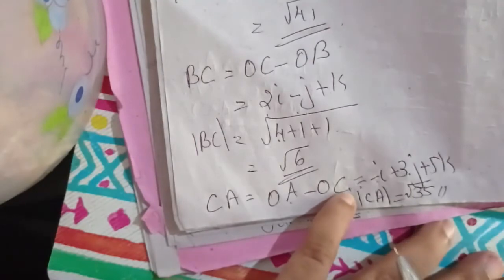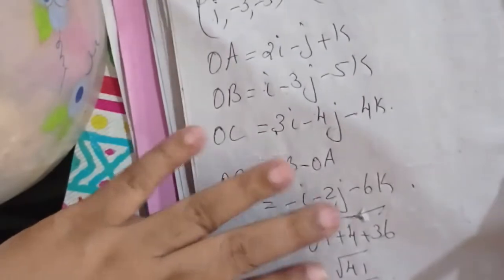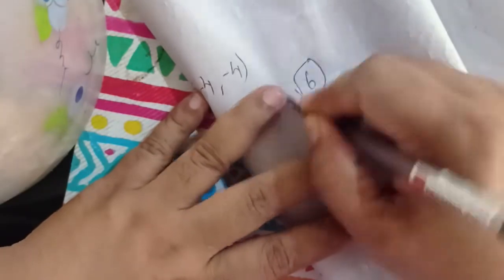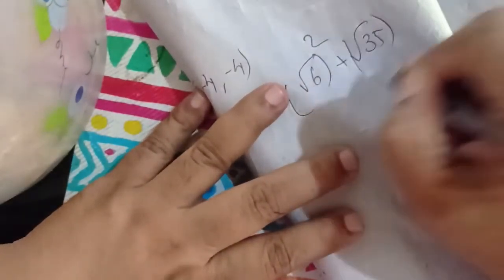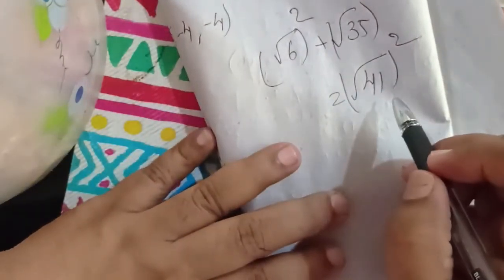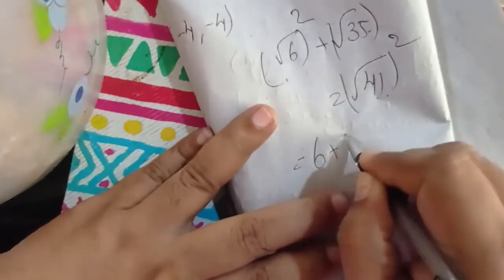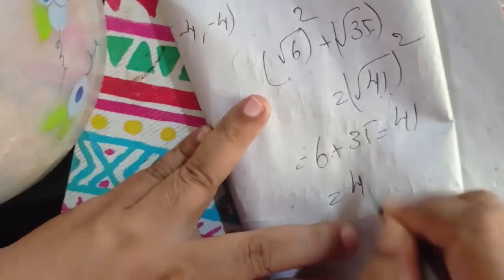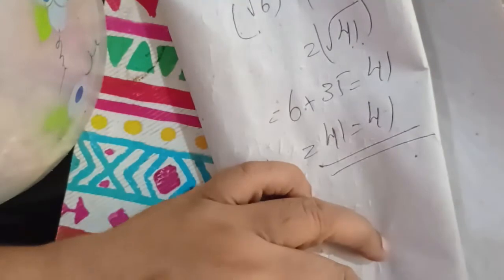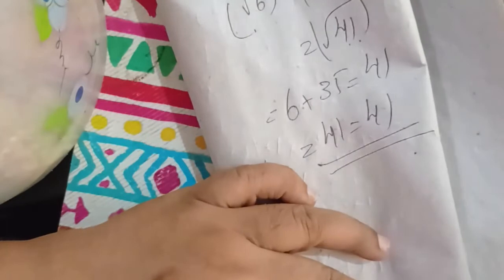Is it root 35? How can you prove that this is a right angled triangle? Apply Pythagoras theorem. What is Pythagoras theorem? Root 6 square plus root 35 square equal to root 41 square. Base square plus altitude square equal to hypotenuse square. That is 6 plus 35 equal to 41. 41 equal to 41 means this is a right angled triangle. In this way, you can show the remaining also.